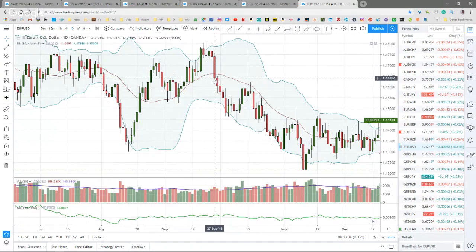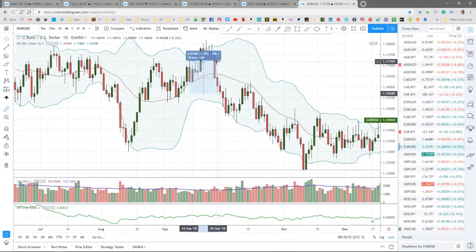Now, if we decided after some back testing that we might want to modify this trade a little bit, maybe we want to take profit when it first touches the opposite band, like here. If we did that, we would have about 148 pips on this trade.